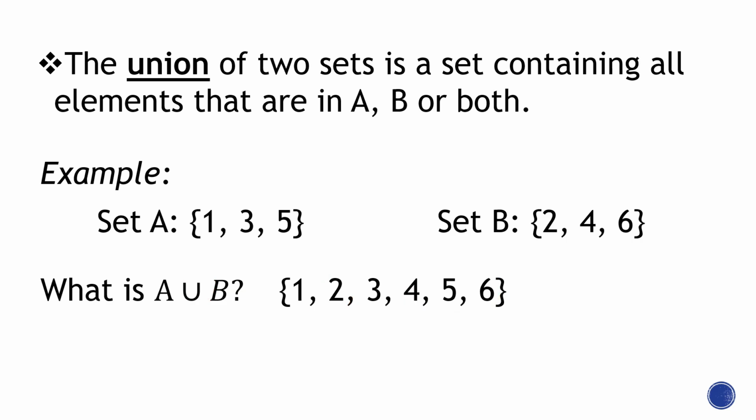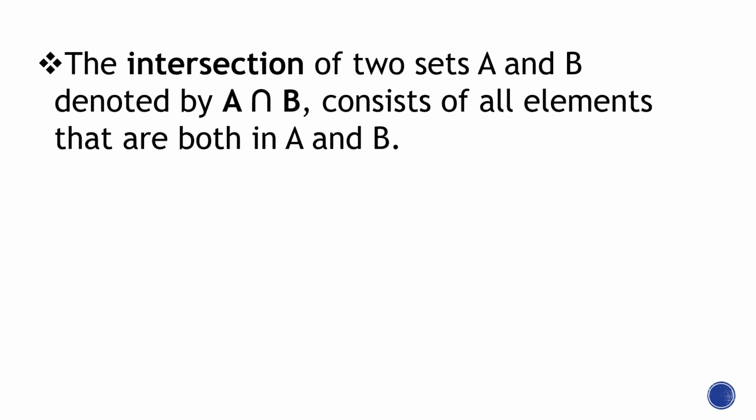Now, what about the second one? Intersection of two sets. So the intersection of two sets A and B is denoted by this. That symbol means intersection. It consists of all elements that are both in A and B. So basically, these are the elements that are common in A and B.